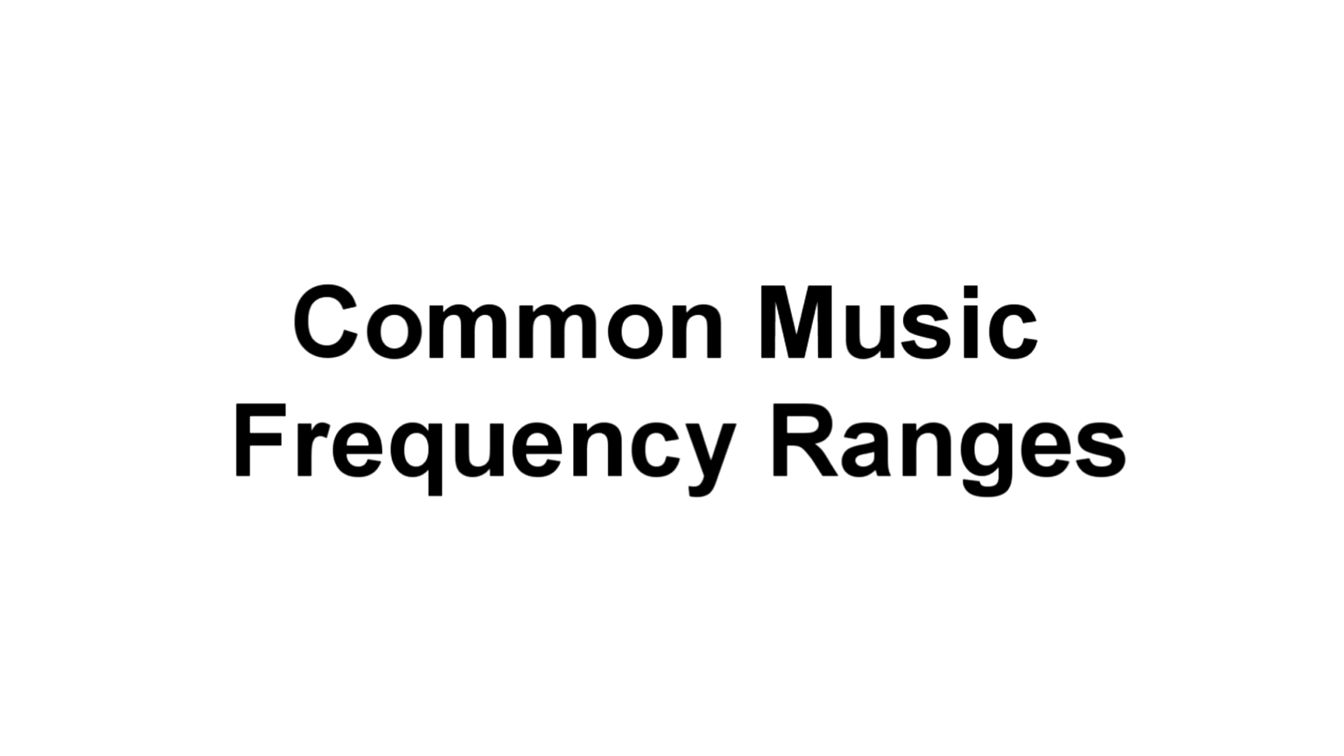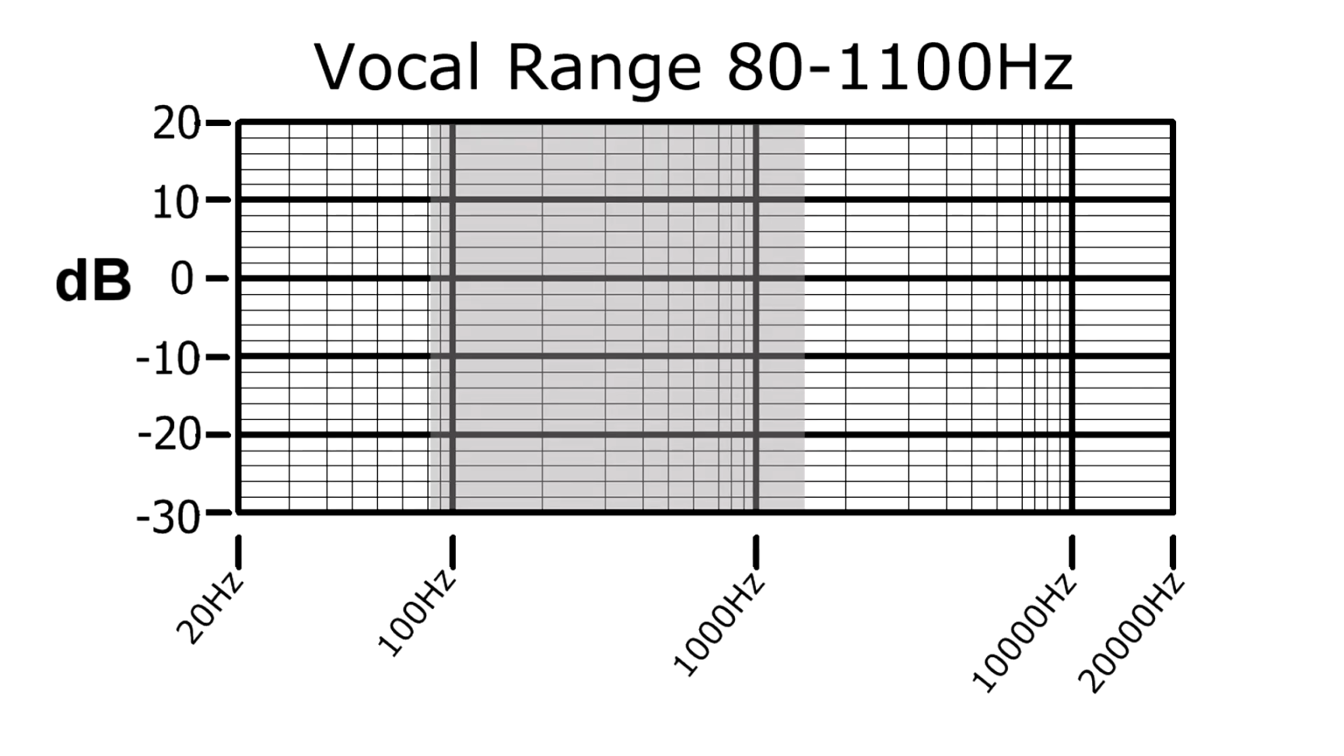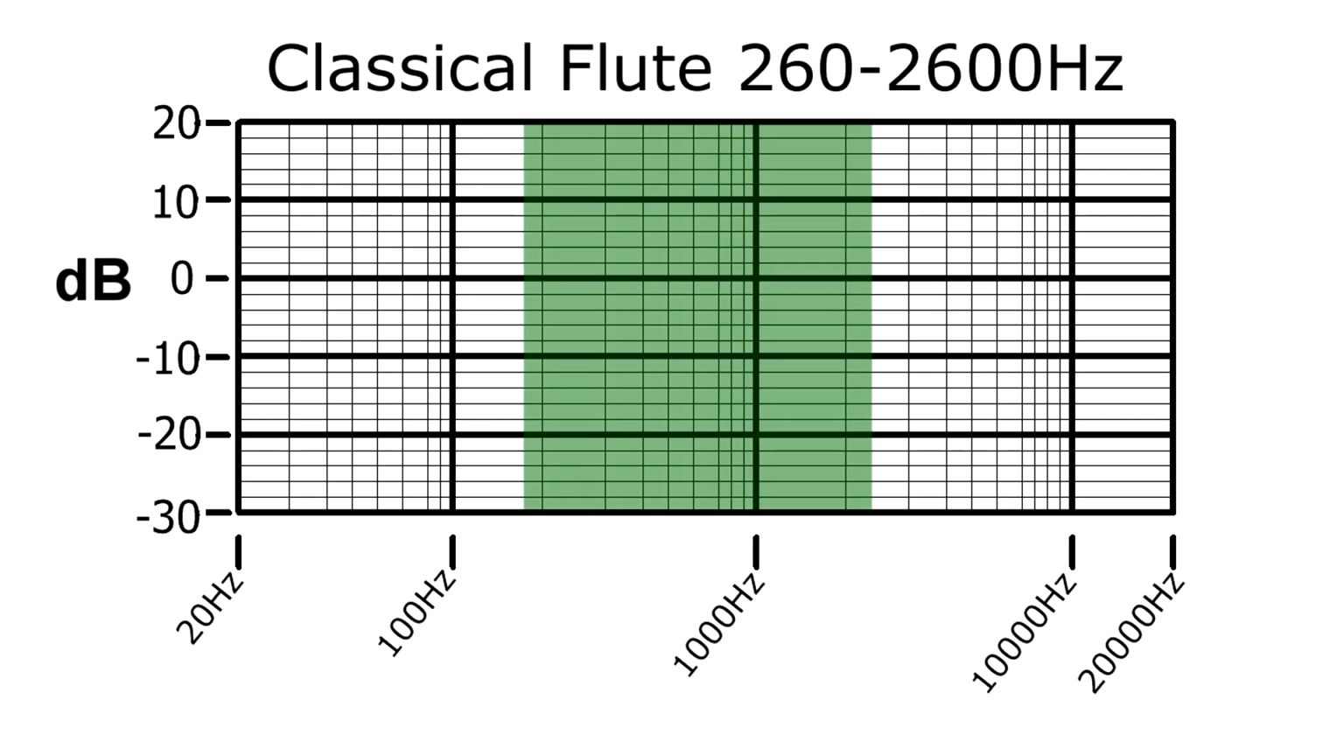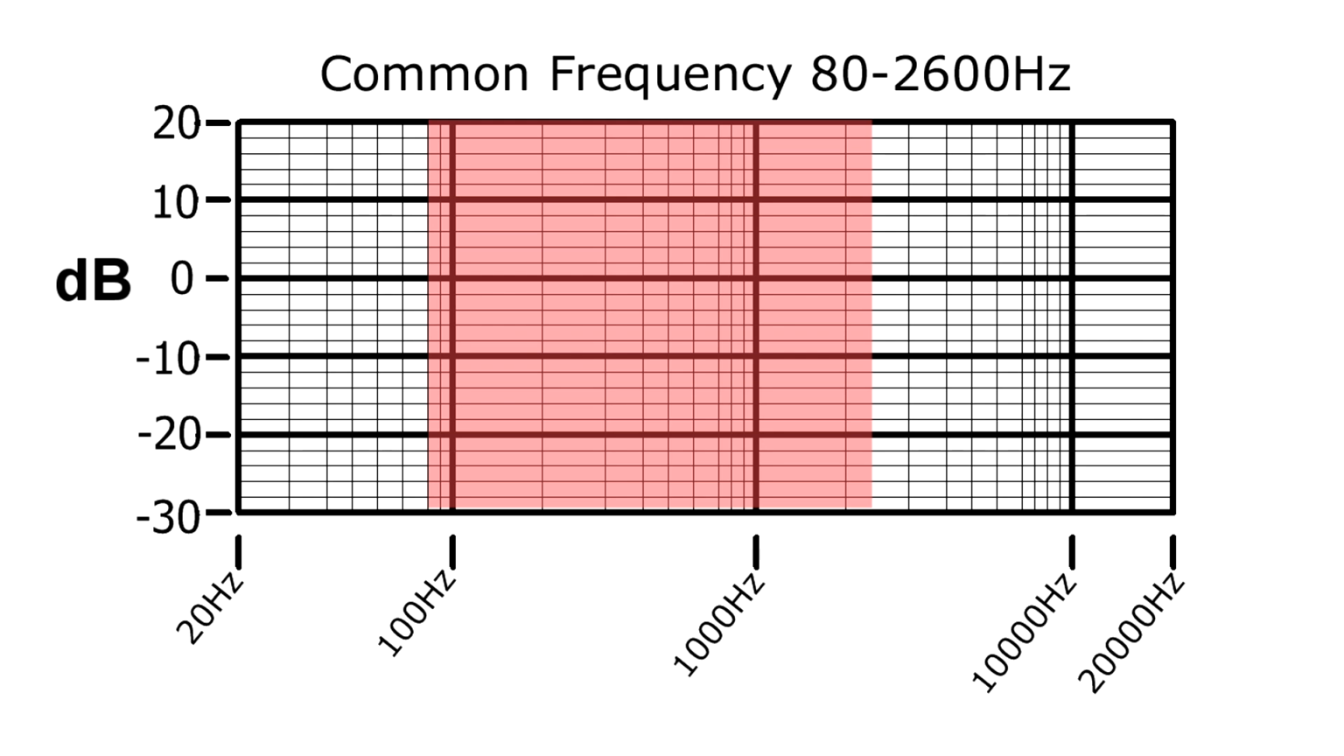Let's go over some common music frequency ranges. The vocal frequency range is from 80 Hz to 1100 Hz, and this is where it fits on a microphone's frequency response chart. The acoustic guitar is from 80 to 880 Hz, and the classical flute is 260 to 2600 Hz. Let's call the combination of all three of these frequencies the common frequency range.